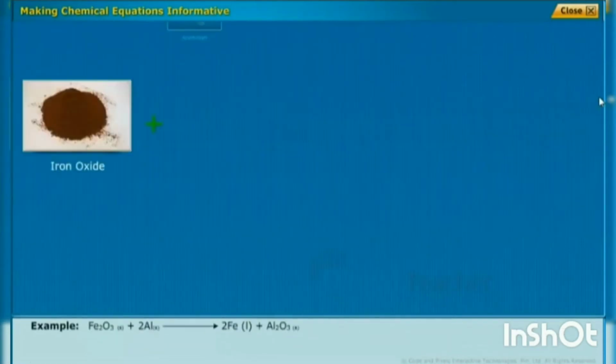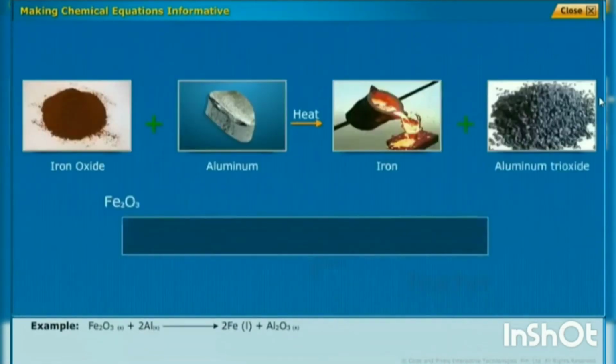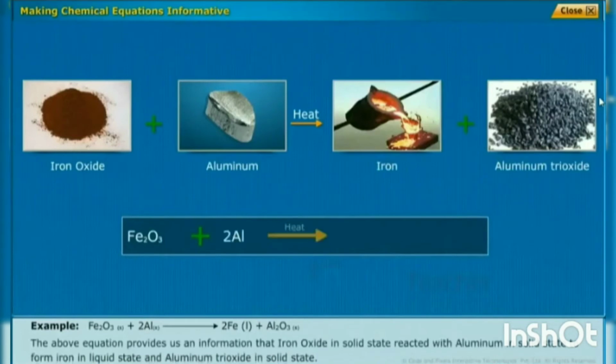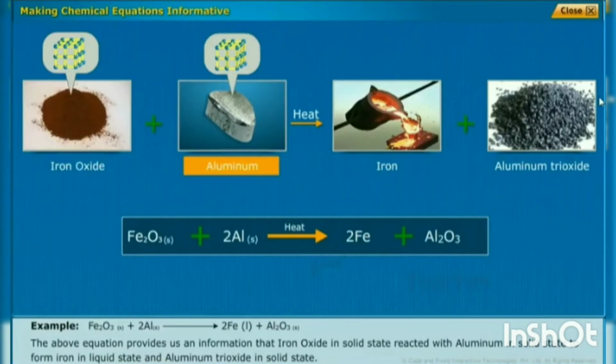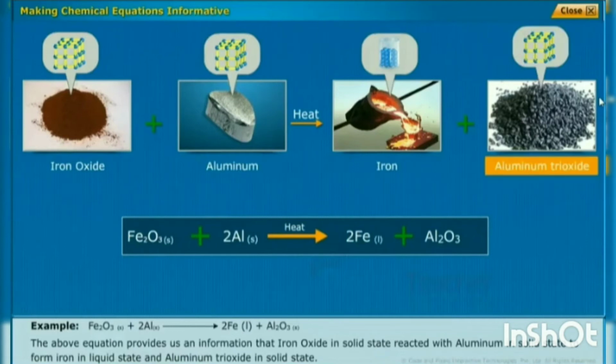For example, here iron oxide in its solid state combines with aluminium in its solid state to give iron and aluminium oxide. In this reaction, we can get the information that iron oxide is in solid state, aluminium is in solid state, while the product obtained, iron, is in liquid state and aluminium oxide is in solid state.